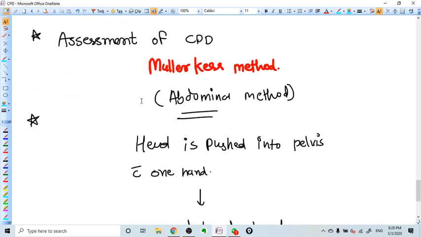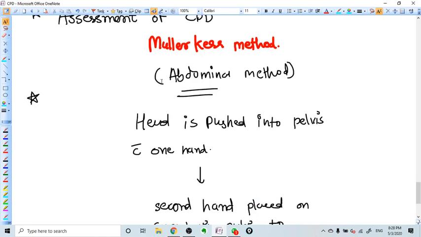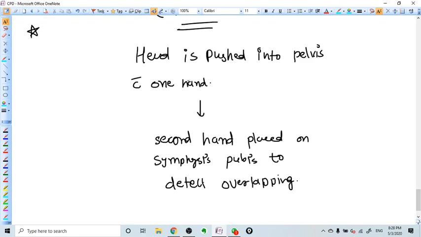Now, there are various methods, but one of the important abdominal methods of assessing the contracted pelvis or CPD at the level of the inlet is called the Muller-Kerr method. In the Muller-Kerr method, it's an abdominal method. We push the head of the baby into the pelvis with one hand, by doing abdominal palpation.